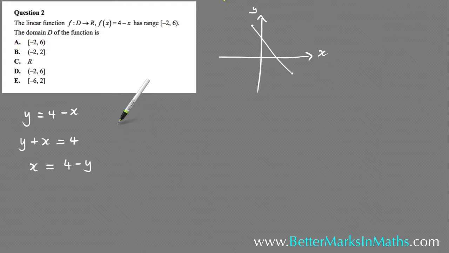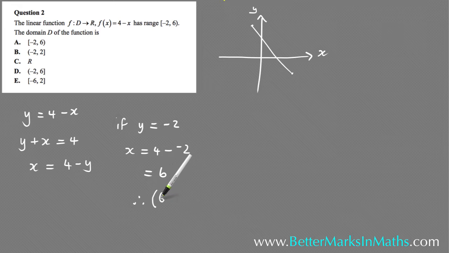And now, if y equals this first value of minus 2, subbing that in here, you get x equals 4 minus minus 2, which equals 4 plus 2, which equals 6. Therefore, you have the point 6 comma minus 2, and that's this point here.